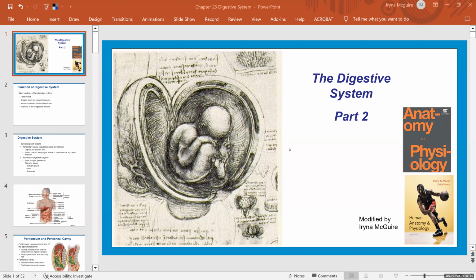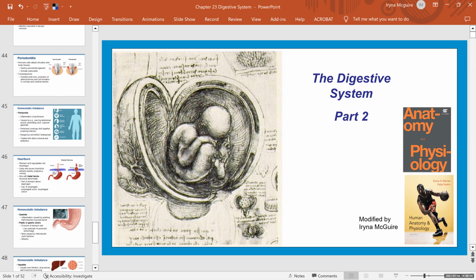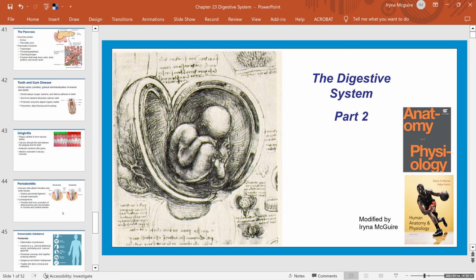We continue covering the digestive system. So this is video 2 that covers the digestive system, and I will leave the link to the first part in the description section. We actually covered all of the GI tract, starting with the oral cavity, continuing with pharynx, esophagus, stomach, small and large intestine. We also covered some of the accessory organs.